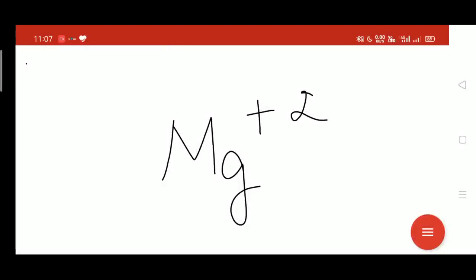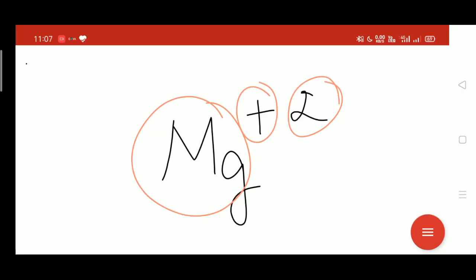Here is an example of the magnesium ion, Mg+2. What can be learned from this symbol? First of all, Mg also represents the symbol of the element magnesium. This plus is the charge, that is positive charge. And this number 2 represents the valency of the ion. That means Mg is the symbol, positive is the charge, and 2 is the valency of the ion. We can divide it into 3 parts: symbol, charge, and valency.